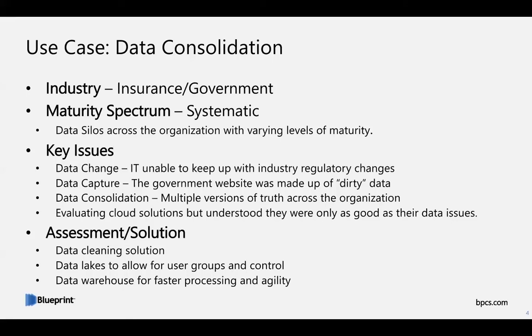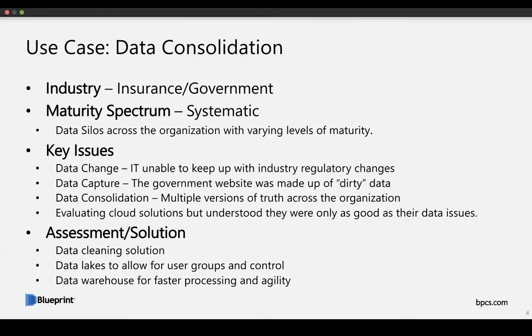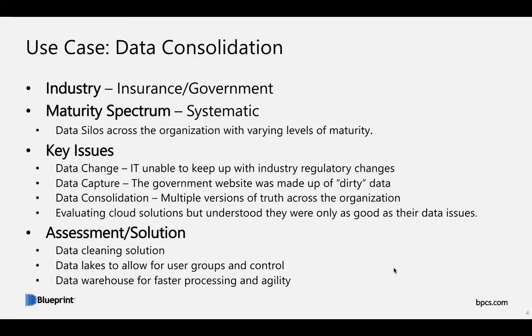So the use case I'd like to walk through is an example project at a large health insurance company. Originally, the client brought us in because they were evaluating several cloud-based solutions for CRM and SPM, but they knew these cloud-based tools only function as good as the data that they're running on. So we came in to help with that, but then took a wider look at their data landscape, and we discovered some additional concerns once we were chatting with them.